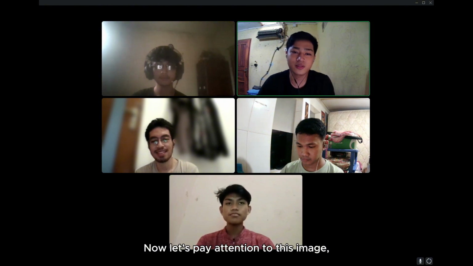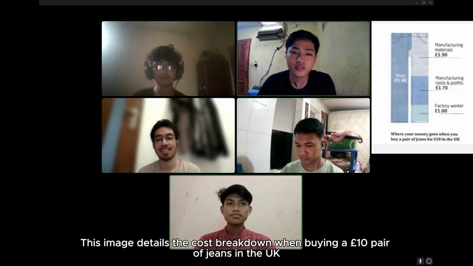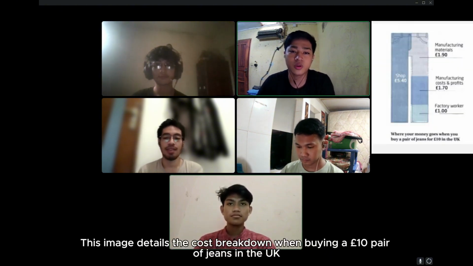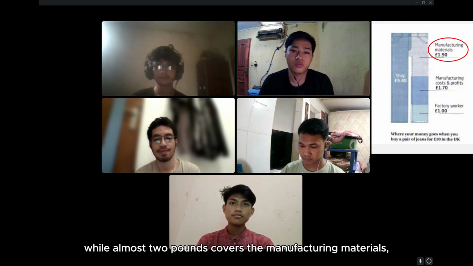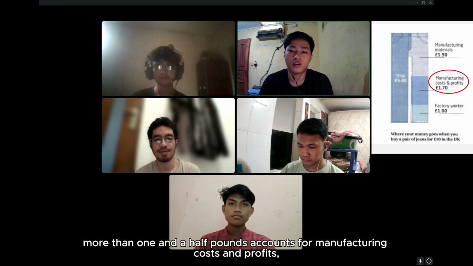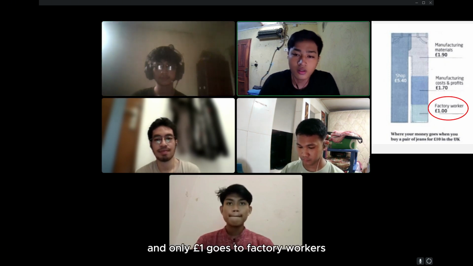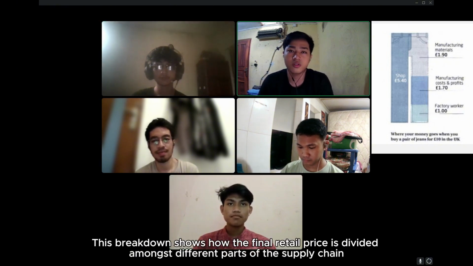Now, let's pay attention to this image. This image details the cost breakdown when buying a 10-pound pair of jeans in the UK. Out of the 10 pounds, almost 5.5 pounds goes to the retail shop, while almost 2 pounds covers the materials. More than 1.5 pounds accounts for manufacturing costs and profits, and only 1 pound goes to the factory workers. This breakdown shows how the final retail price is divided among different parts of the supply chain.